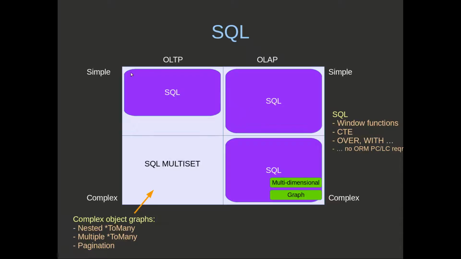In this OLTP simple space, here we have relatively flat result sets going into relatively flat beans. So that's relatively straightforward and simple, and there's no real big difficulty there. What we have in the more complex quadrant down here for OLTP is complex object graphs. So we have nested many's, multiple many's, and pagination. So these nested graphs are more difficult to produce efficiently in SQL, and more painful to do manually.